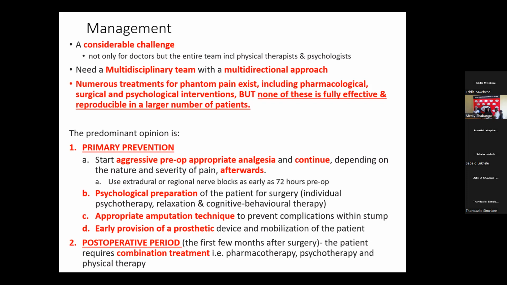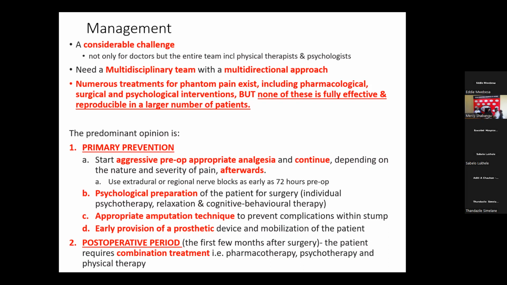When I was reading, I found this very interesting statement. None of these therapies is fully effective and reproducible in a large number of patients. So unlike illnesses like HIV, where you can say highly active antiretroviral therapy is going to be very, very effective in controlling AIDS, in the management of phantom pain and the phantom phenomenon, what works for one patient may not necessarily work for another patient, and treatment really has to be individualized.